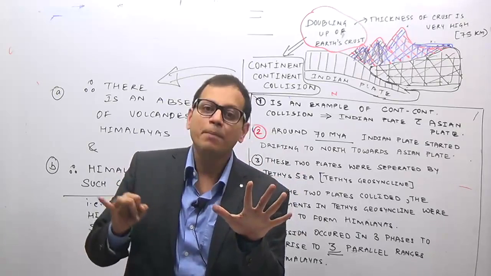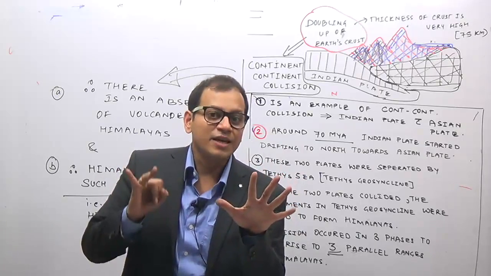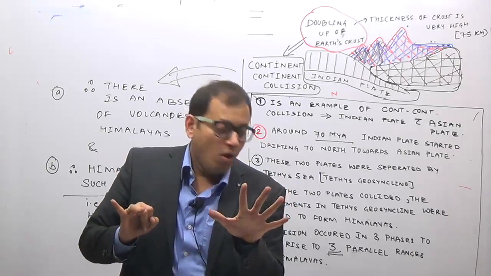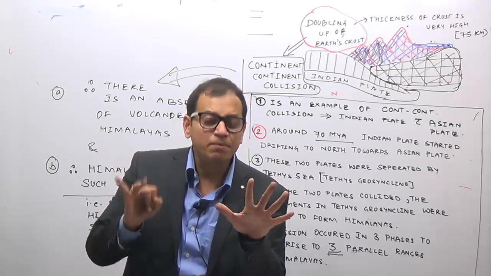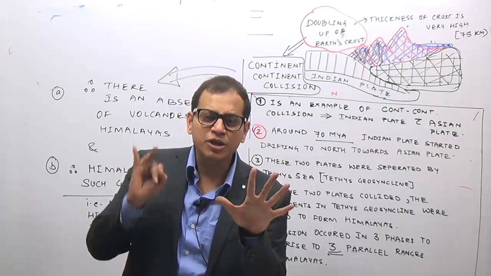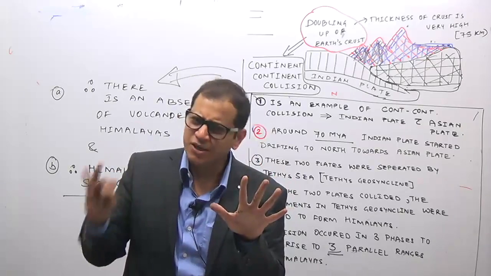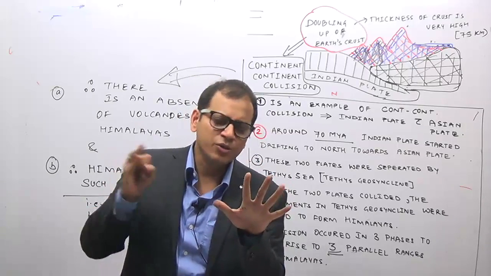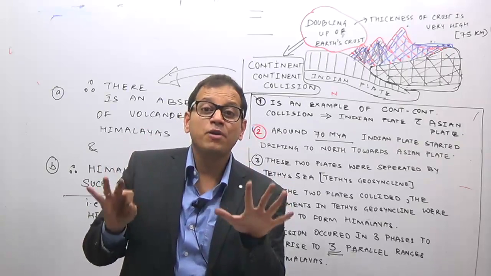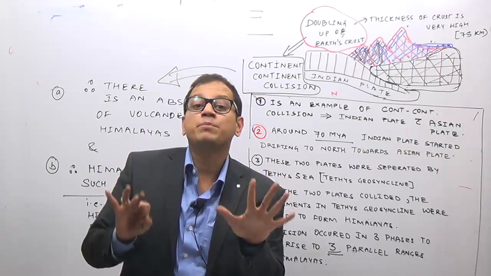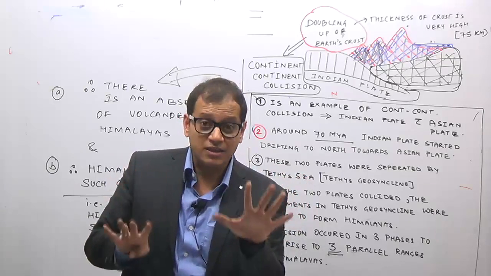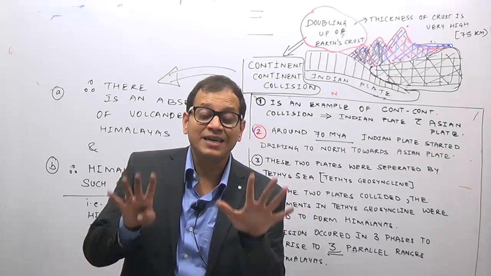Seventh point, as it is an example of a continent-continent collision, none of the plates is subducted into the mantle and destroyed. But the Indian plate, being slightly denser than the Eurasian plate, goes slightly below the Asian plate. You can write either Eurasian or Asian. Eighth point, as it is a continent-continent collision, there is an absence of volcanoes in the Himalayas. Ninth point, since there is a doubling up of the Earth's crust, the Himalayas have the greatest height.